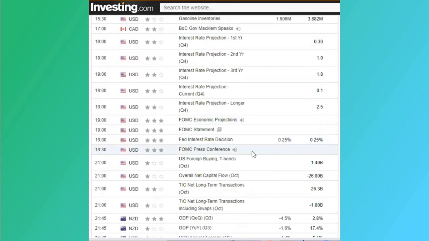Yeah, we've got the Fed interest rate decision. We've got the Fed statement, projections, and the press conference as well afterwards. So 7 o'clock, they release the data, the interest rate decision, and then they have the press conference at 7:30. This is going to move all currency pairs pretty much. So you must be aware of this news coming out, guys.